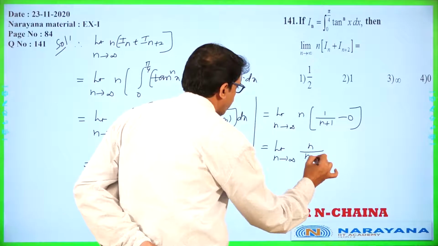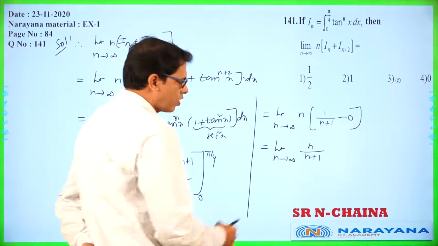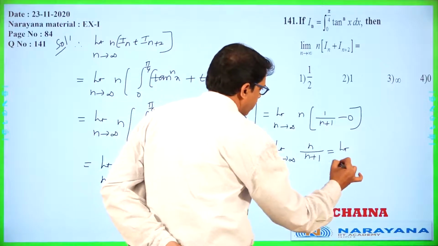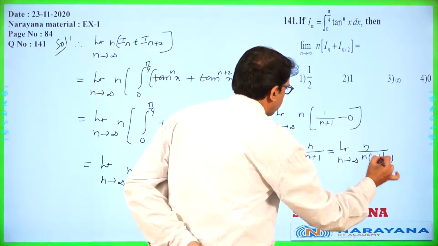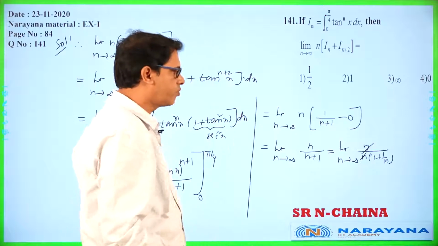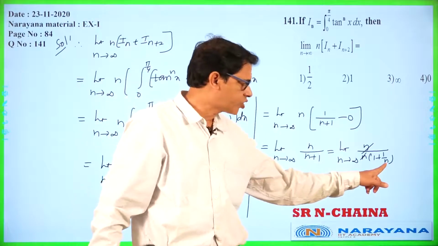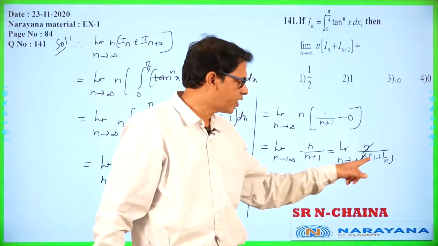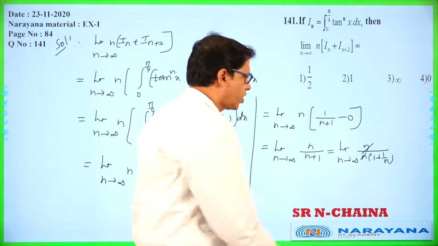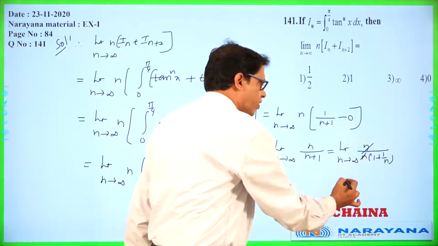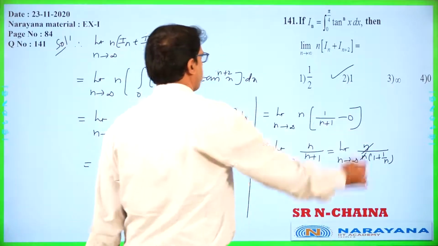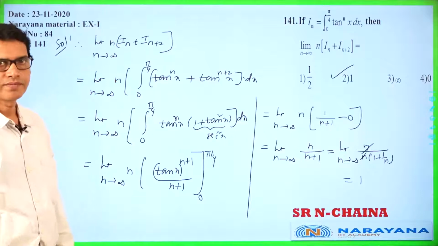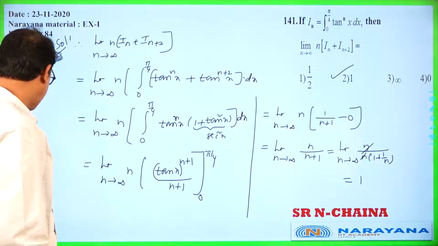That equals the limit as n tends to infinity of n by n plus 1. Okay? Take n common in the denominator: limit n tends to infinity, n upon n into 1 plus 1 by n. N cancels out. If you apply the limit, n tends to infinity, 1 by n tends to 0. That equals 1 by 1 plus 0, 1 by 1, so the answer is 1, which means option 2. Simple one. Yes? Next one.